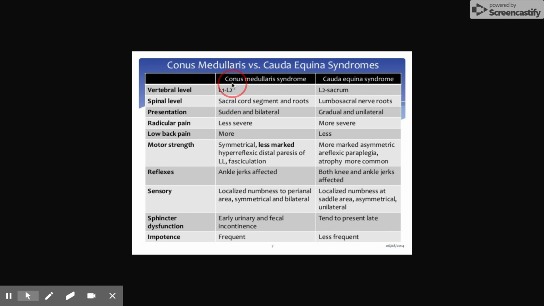So to just recap, conus medullaris is the part of the spinal cord. So the patient is going to present with symptoms that are mostly bilateral, and you're going to have hyperreflexia. You're also going to have sensory loss in the perianal area. However, cauda equina is a very severe disease. It's going to be unilateral. It is the nerve roots that are going to be damaged, and it is going to have saddle anesthesia. And you're going to lose the knee and the ankle reflex. Both reflexes are going to be affected. However, in conus medullaris, there is only one.